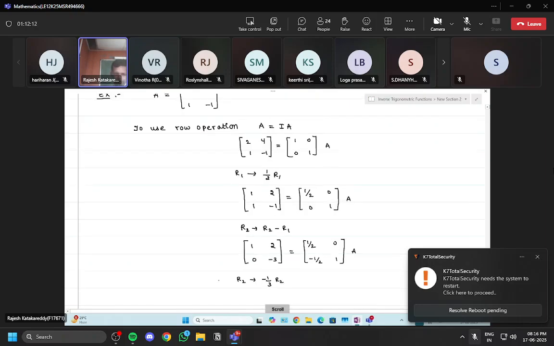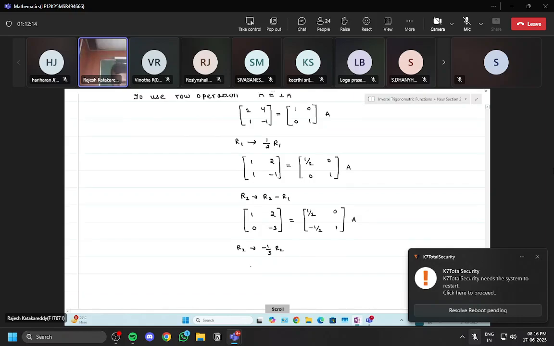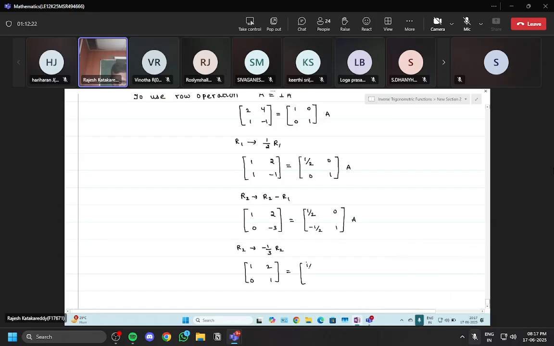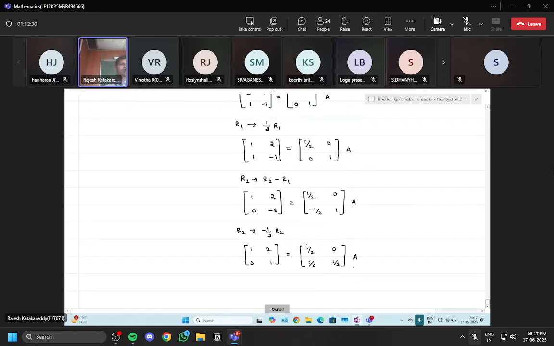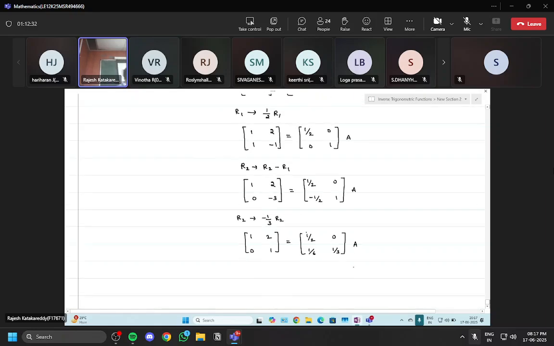Now we have here 1, 2, 0, 1, and on this side, A is equal to 1/2, 0, 1/6, and 1/3. There is a matrix A we have with us. Now 1, 0, 1.